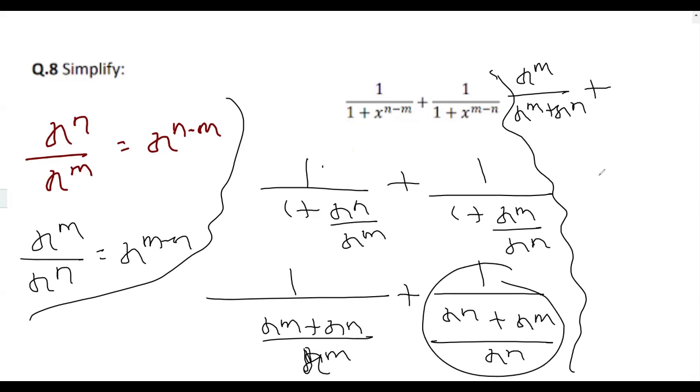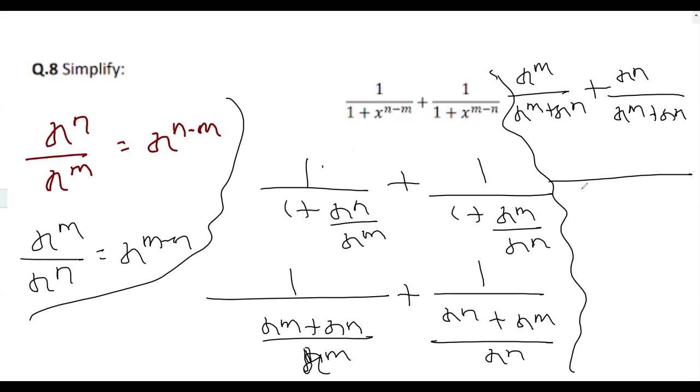And for this part, same way, it's going to be x raised to the power n whole divided by x raised to the power, writing a plus b same as b plus a, so I'm writing x raised to the power m plus x raised to the power n. Now clearly the LCM is going to be x raised to the power m plus x raised to the power n. Check here that we have same numerator and denominator. We get cancelled to get 1. So 1 will be the answer for this question.